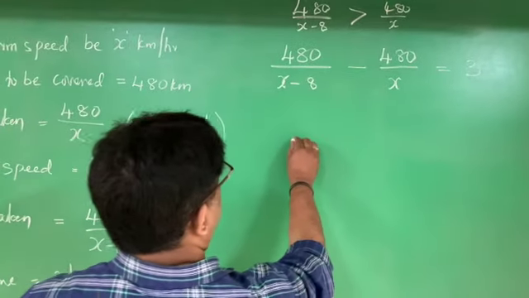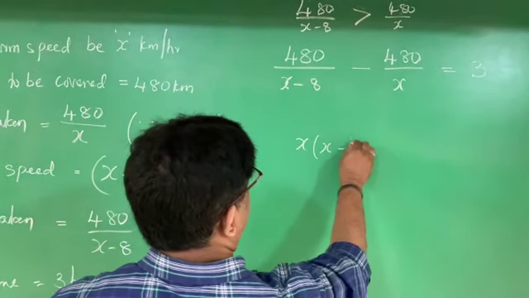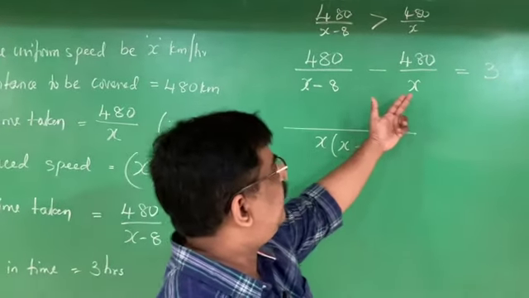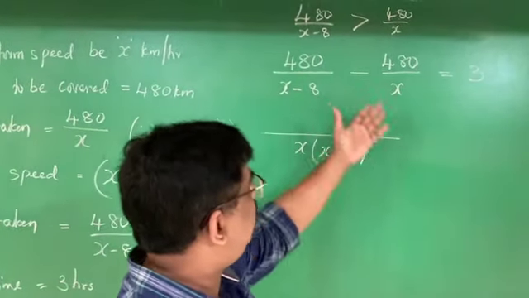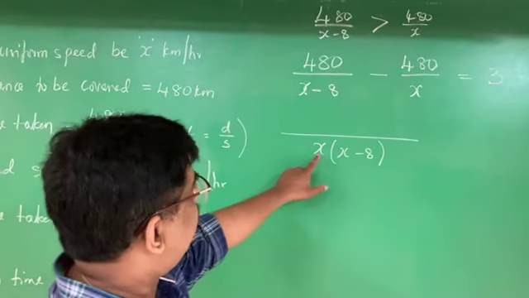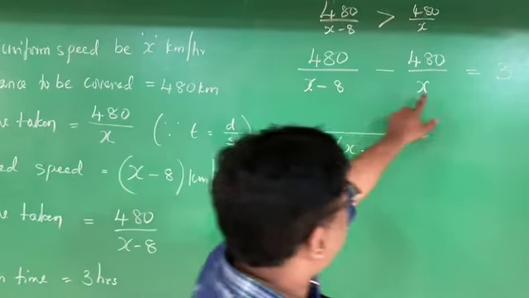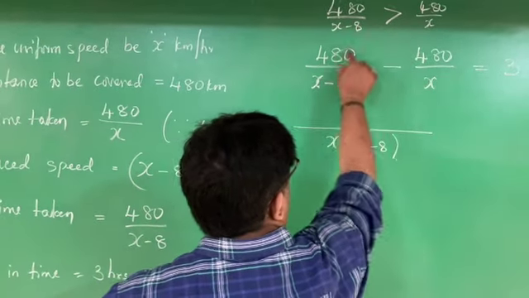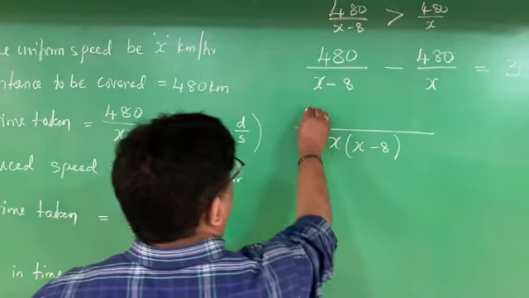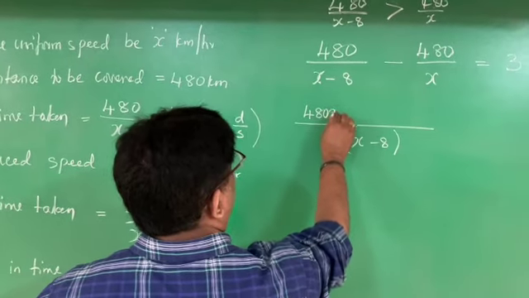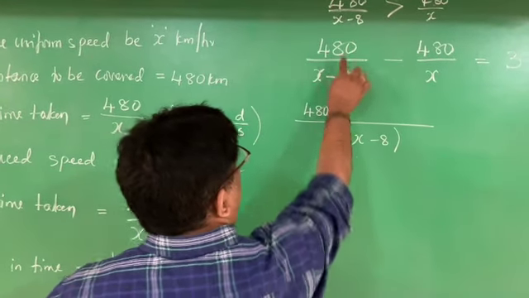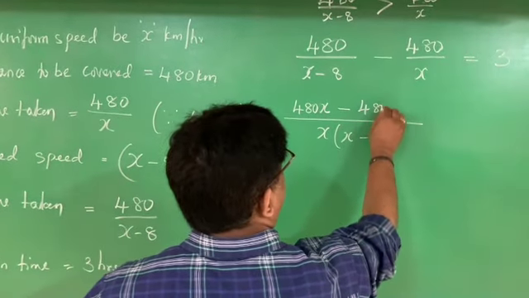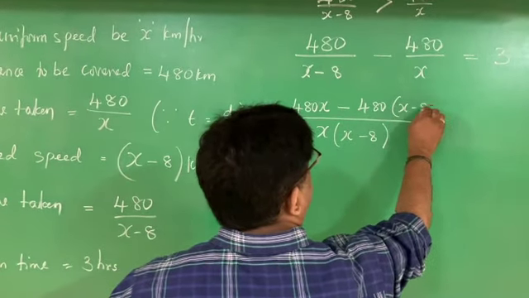LCM is x into x minus 8. In such problems, it is very simple. The product of the denominators itself becomes the LCM. x into x minus 8, the product of the denominators. Then it is just like a cross multiplication type. Then this becomes 480x minus 480 into x minus 8.